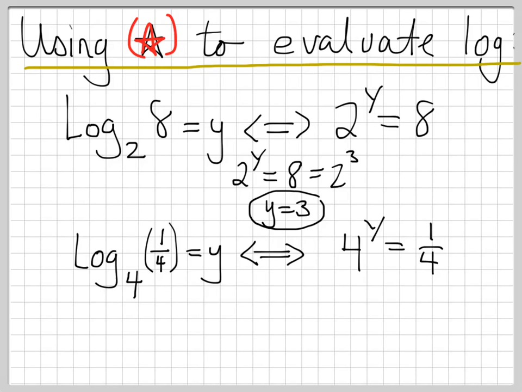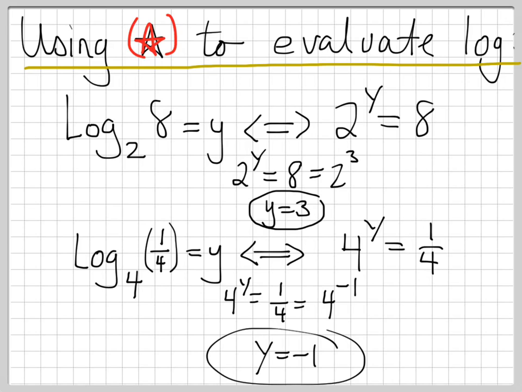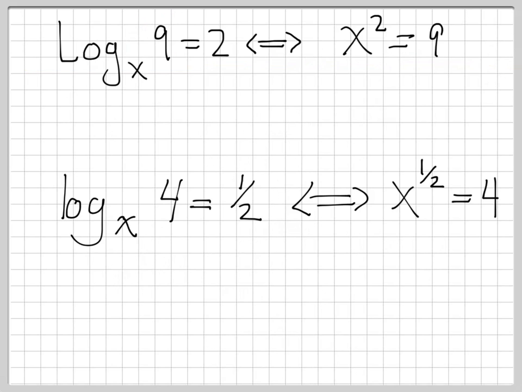Log base 4 of 1/4 equals y. We take that and replace it with 4 to the y equals 1/4. Then we write 4 to the y equals 1/4 equals 4 to the negative 1, and so y equals negative 1. So that's one type of equation we can solve using just the replacement formula.